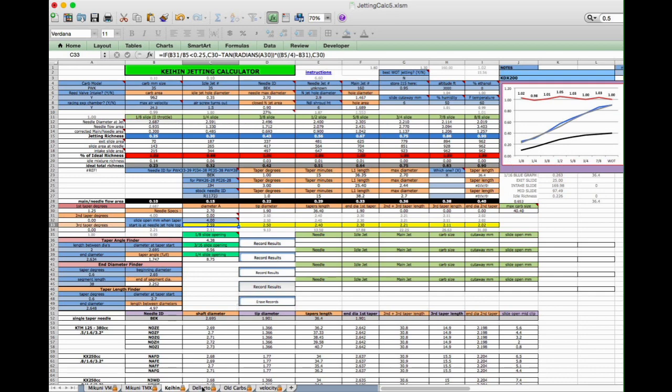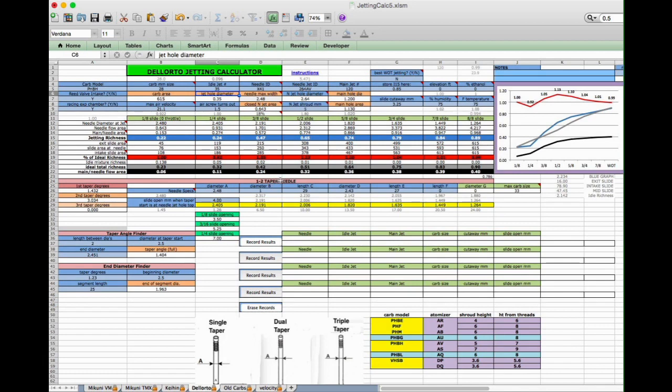Let's look at Del Orto. Okay, this is going crazy. So we've got too lean right here, and then we've got too rich right here. And you can see by the little kink right there, that needle is kicking in too late. But if I make it kick in early, this is going to go even fatter.